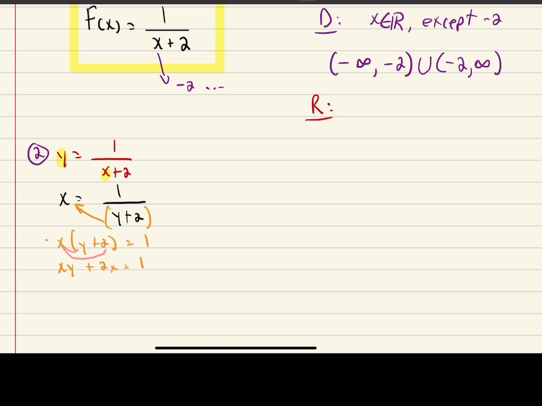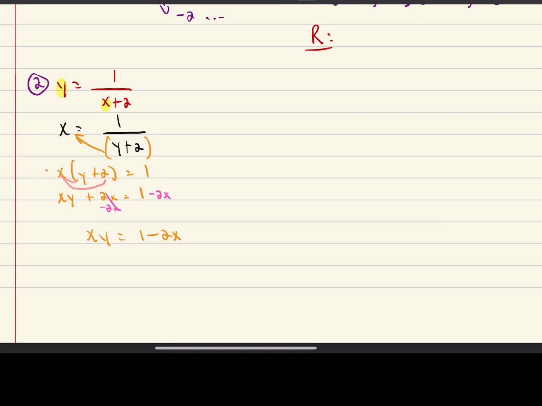I'm going to bring as many terms as I can to the right side of the equation so that I can finally isolate for y. So we're going to subtract 2x from both sides. I get xy equals 1 minus 2x. Then we're going to divide both sides by x. And our final expression is y equals (1 minus 2x) over x.